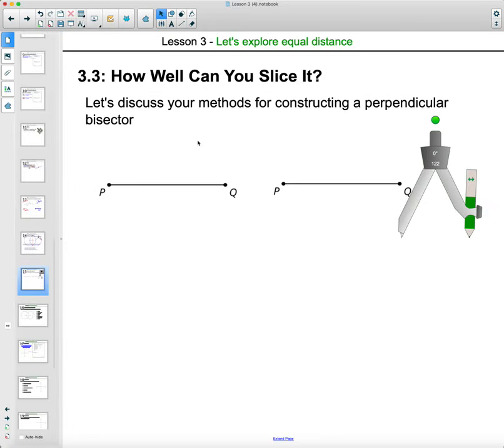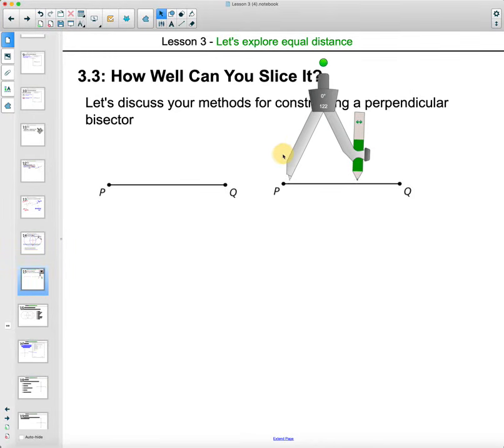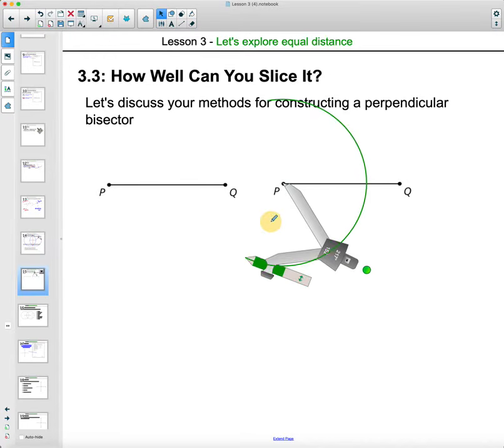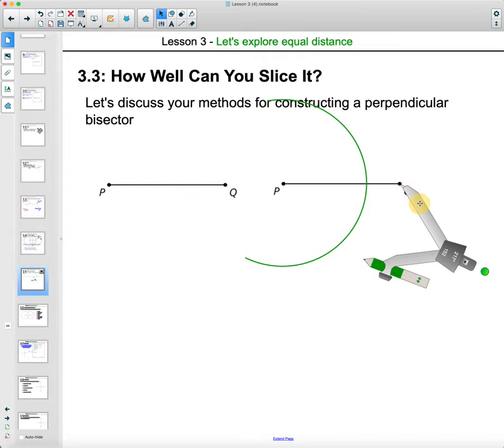So some other methods that people came up with as they were trying to figure it out. Some people folded their paper in half, which obviously only works when you have paper. So we can't just fold the screen in half. Some people tried to guess where it was, which again, we don't want to guess because that's just estimating, not exact. Some people also didn't open all the way to PQ. They just kind of opened over halfway. Also maybe even only drew half circles.